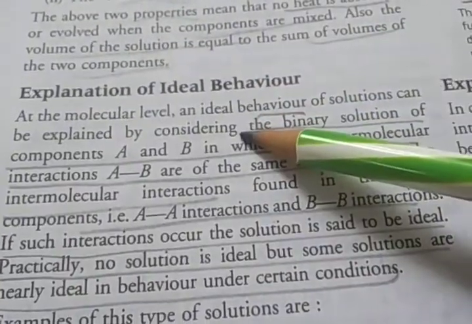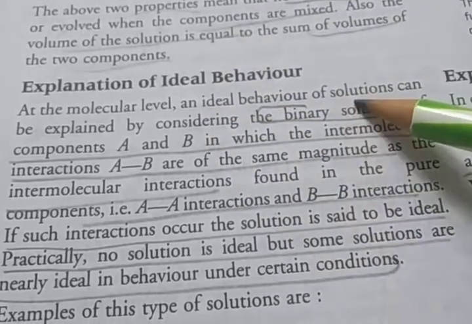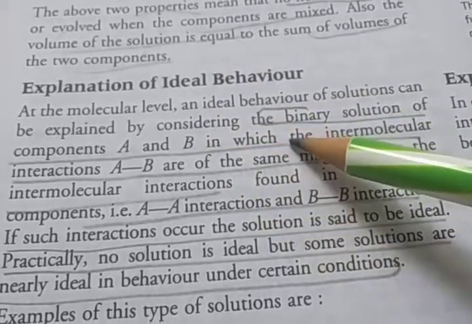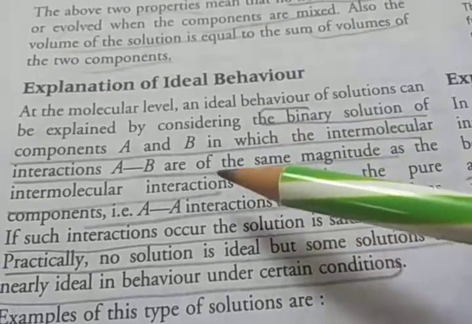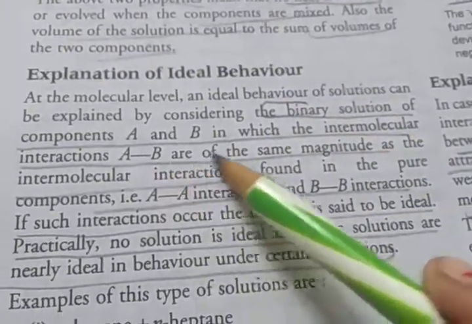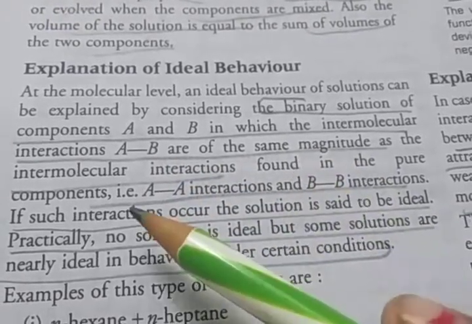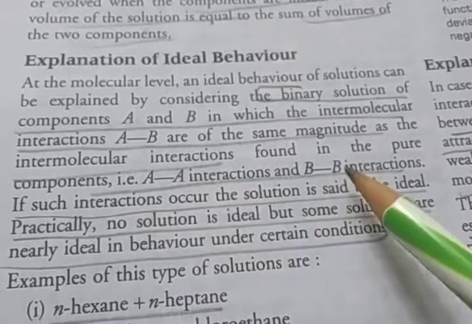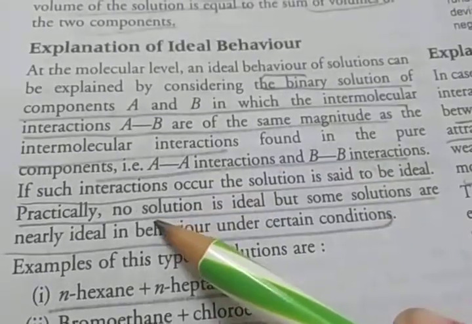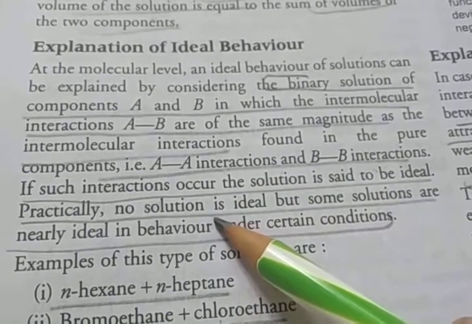Then the explanation. We have to look at ideal behavior at the molecular level. Consider a binary solution of components A and B, in which the intermolecular interaction between A and B is of the same magnitude as the interactions found in the pure components, the AA interaction and the BB interaction. If such interactions occur, the solution is said to be ideal.